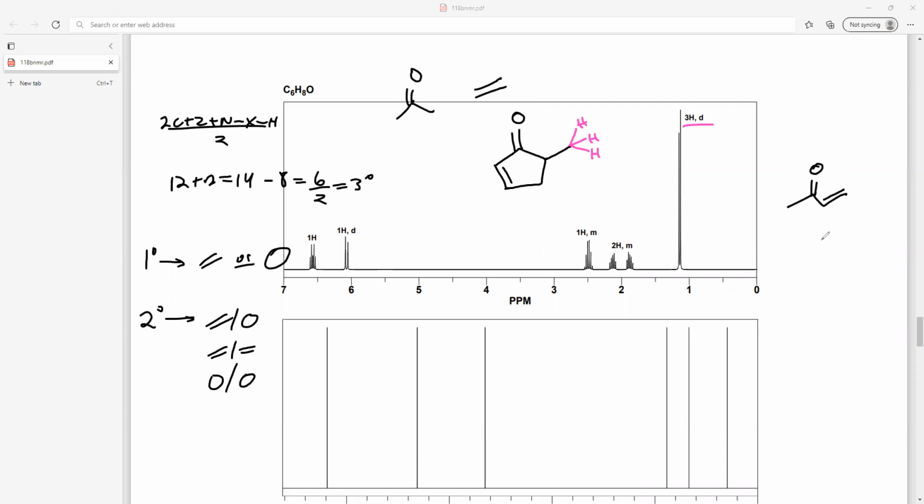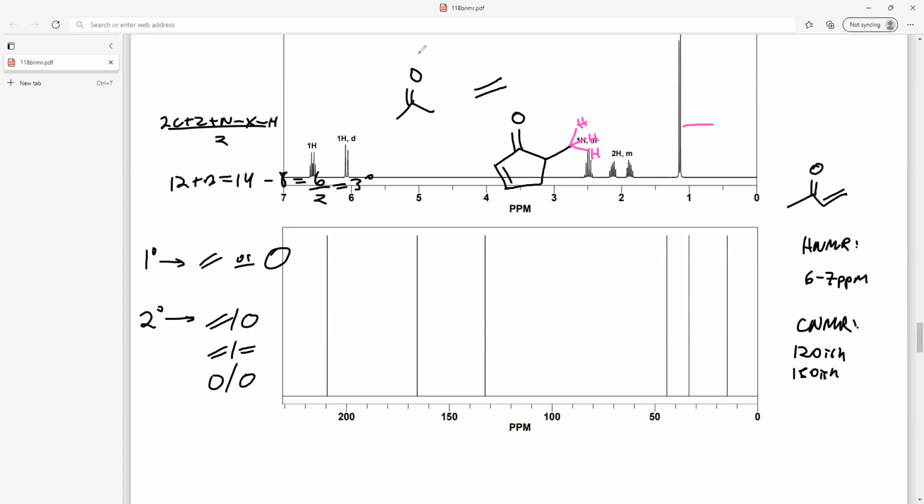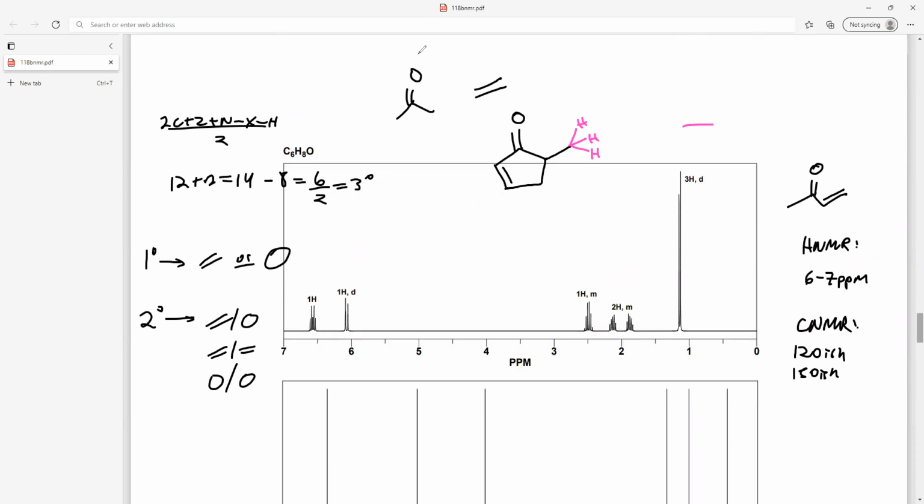The one thing to know is that enones do very crazy things in the NMR. In the HNMR, they tend to show 6 to 7 ppm. And in the CNMR, you have the same phenomenon where we have a carbon that's so deshielded, it shows up in the acyl derivative range rather than the alkene range. So you tend to have one that's 120-ish and one that's 150-ish. Look at this separation between these two. One is at like 120, 130. The other is at like 160. So that's the point with the enone.